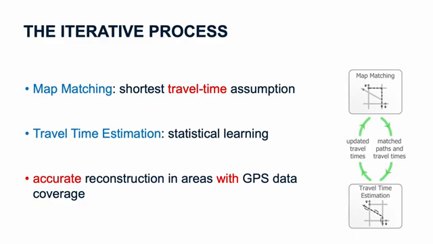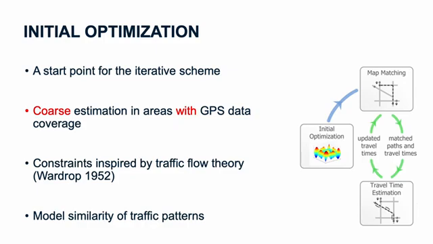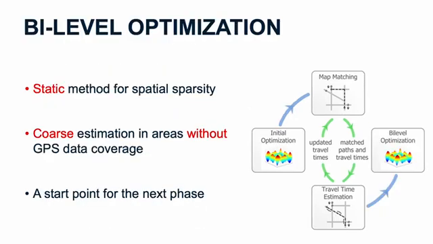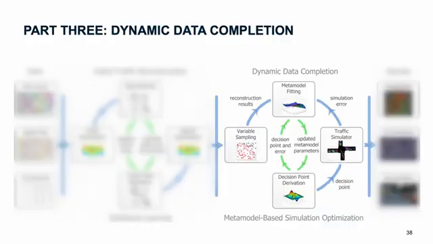When it converges, we would have a fairly accurate reconstruction in areas with GPS data coverage. Now, this initial optimization is a good starting point for our iterative scheme, and it gives us a coarse estimation in areas with GPS coverage. We can then further improve by the next final optimization process, where we also incorporate the traffic flow theories to further improve the results. And it is also a good starting point for the next step, which is the dynamic data completion step.